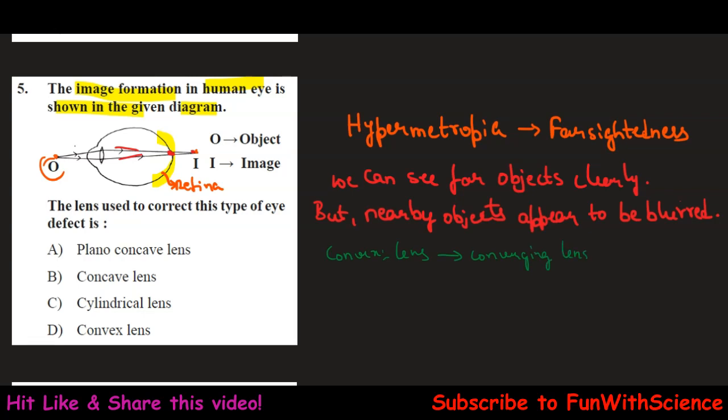So what happens when we use the convex lens here? Let me just show you an example. Another convex lens here makes the rays converge more, and the image is going to be formed on the retina, and this eye defect can be corrected. Hence the right answer would be: we have to use a convex lens in order to correct hypermetropia or farsightedness. Moving on to the next question.